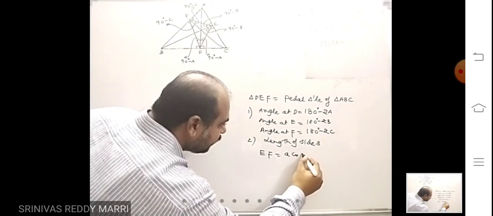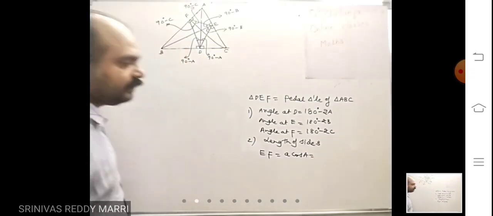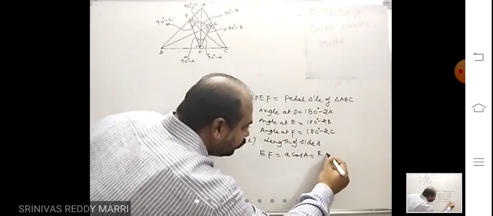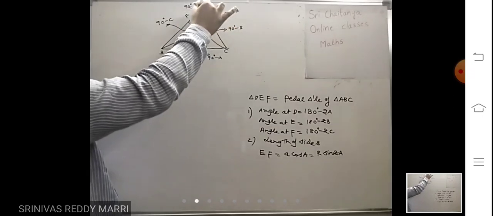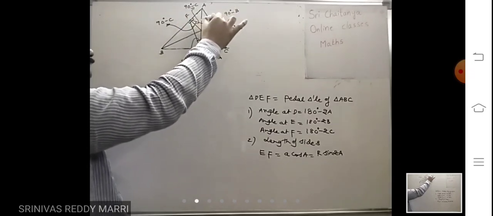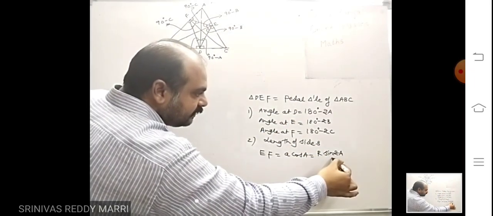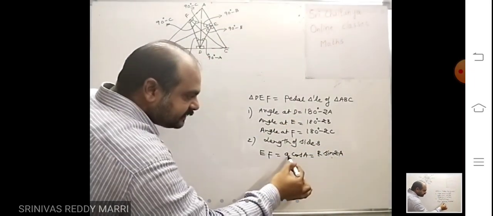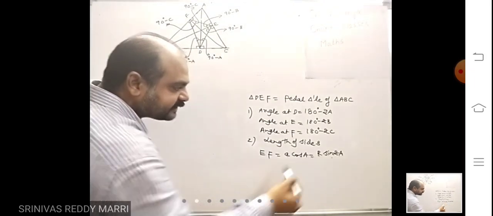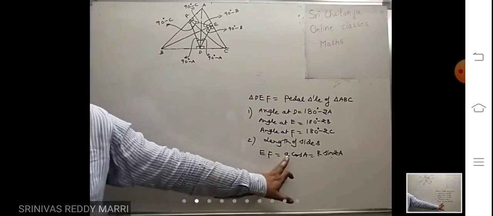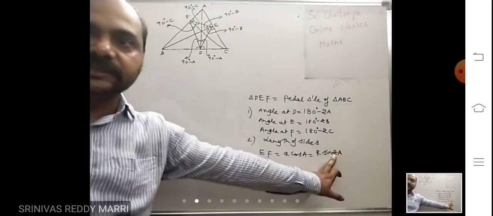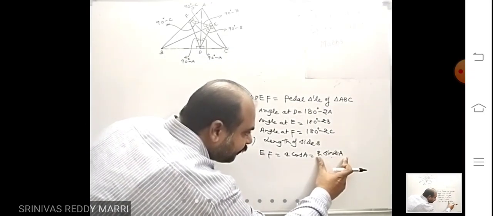This formula also you remember: a cos A or R sin 2A. R sin 2A. Look at this EF length, it is nearer to vertex A. You remember this formula, it will be easy. Right? R sin 2A. This is also the same. a cos A means what? 2R sin A cos A. So R into sin 2A. What is a in the triangle? 2R sin A cos A. So 2 sin A cos A is nothing but sin 2A. It is easy to remember this formula.